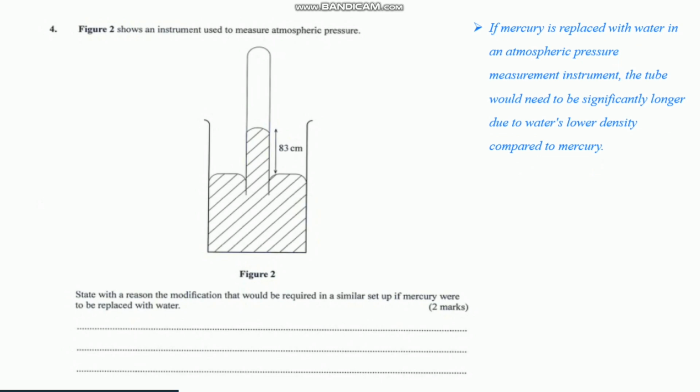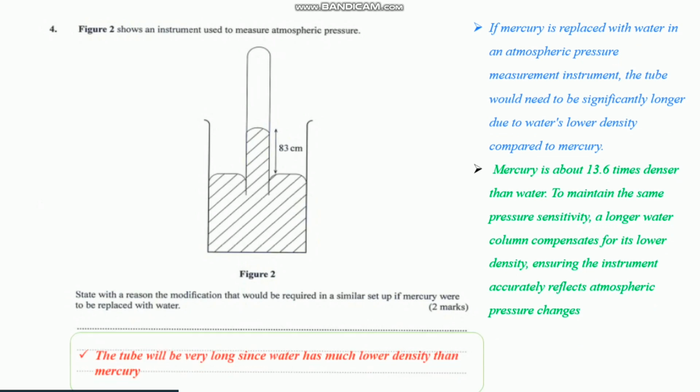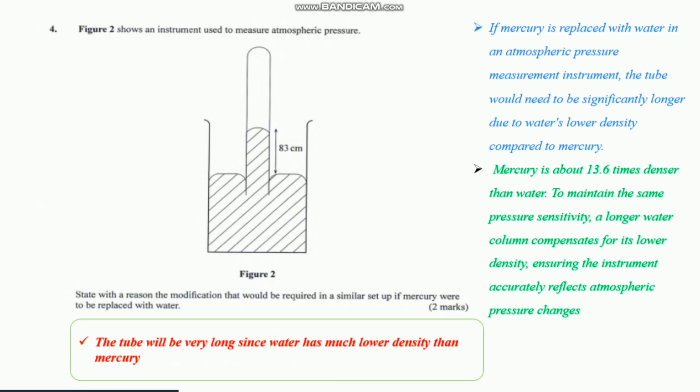Remember, mercury has a density of 13.6 grams per cubic centimeter, and water has a density of 1 gram per cubic centimeter. Therefore, there is a difference in those densities. That's why we may need a tube of longer length. Mercury is about 13.6 times denser than water. To maintain the same pressure sensitivity, a longer water column compensates for its lower density, ensuring the instrument accurately reflects atmospheric pressure changes. Therefore, the simple answer to this question is that the tube will be very long, since water has much lower density than mercury.